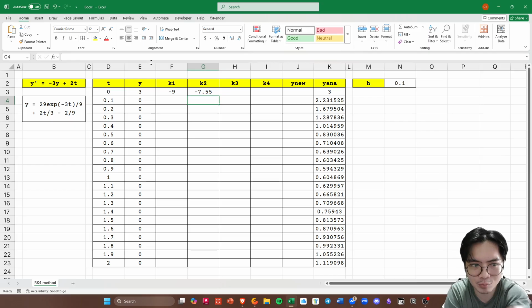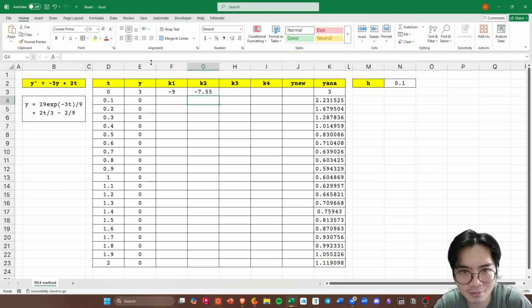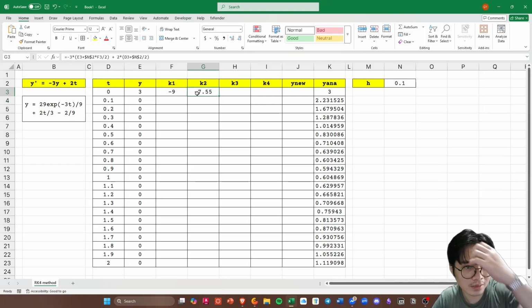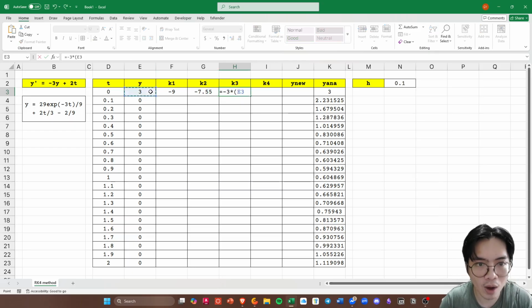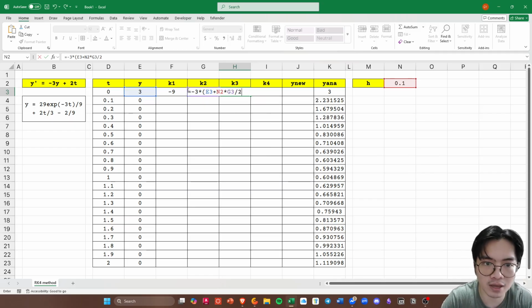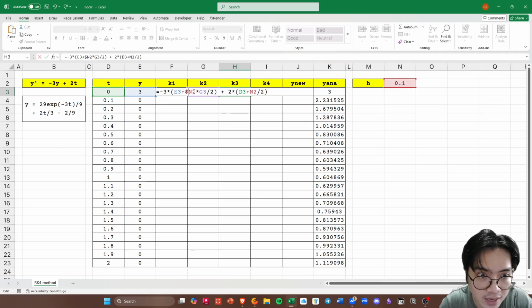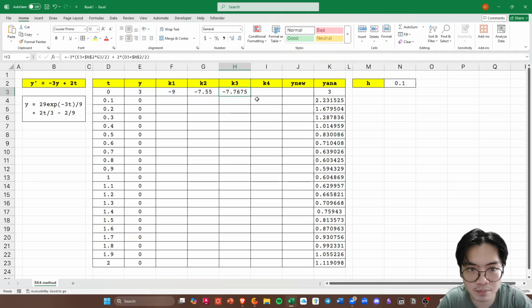What it will do is transfer the function down, right? Anyway, we continue. We go with negative 3 times Y plus H, times K2 now, G3 divided by 2, plus 2 times time plus H over 2. Before I go, I will put these together. And then, negative 7.7675.